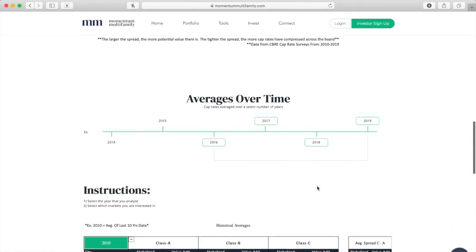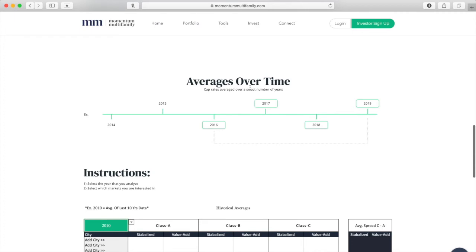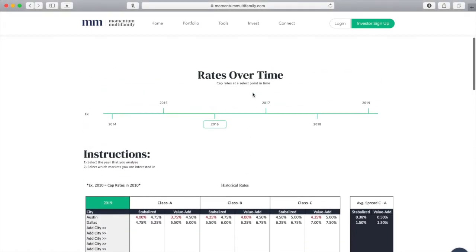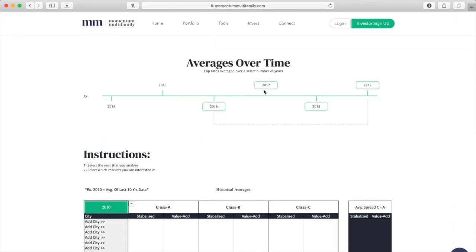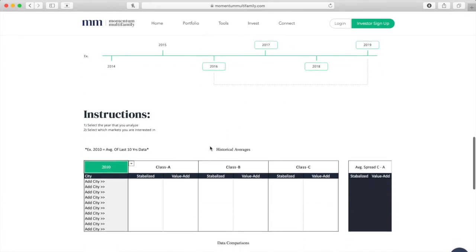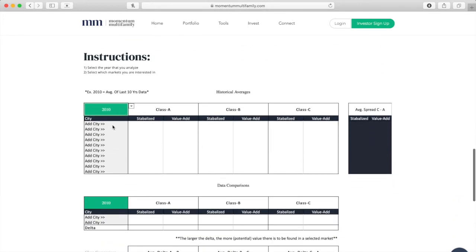As we scroll down, now we've got the averages over time. The first section is if I want to look at a specific point in time, but what if I want to look at how the average has changed over time? For instance, if I want to look at the last 4 years, 2016 through 2019, what does that look like? Maybe I want to look at the last 10 years like we've got here. If I want to see what the average has been for these different cities, let's go back to our example of Dallas and Austin. You can see that these rates are the average cap rates over the last 10 years.